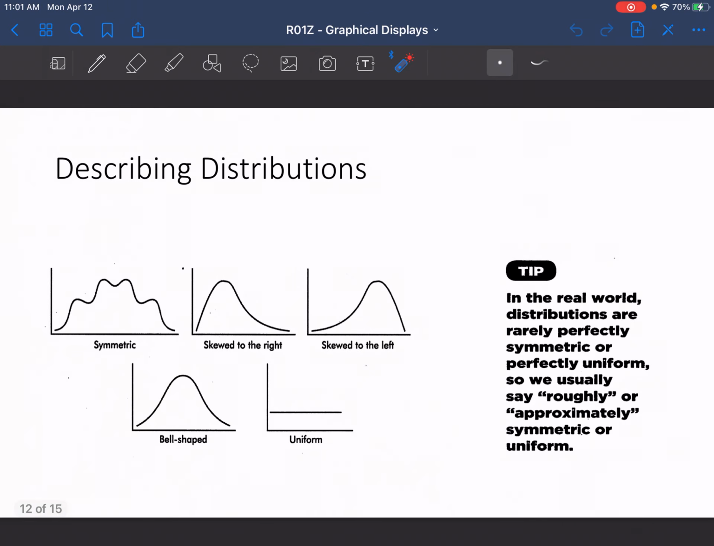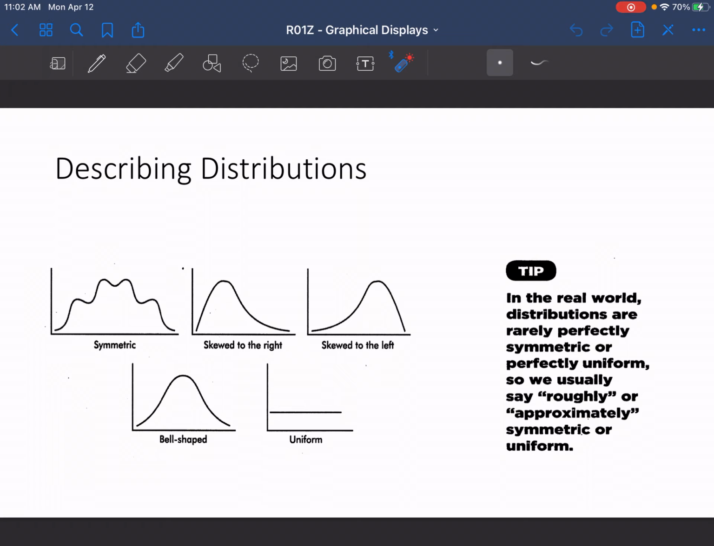Before we get to that, we need to make sure that we know what shape represents what. So this would represent a symmetric shape. Bell-shaped can also be listed as a symmetric shape as well. This would represent something skewed to the right, where a lot of our data is actually on the left, but it kind of tapers off on the right.